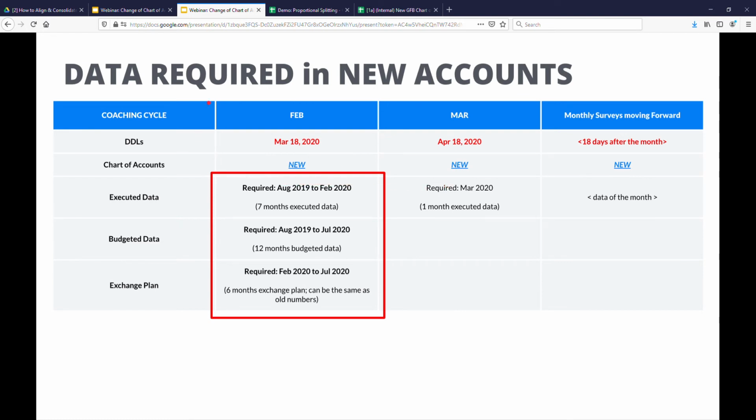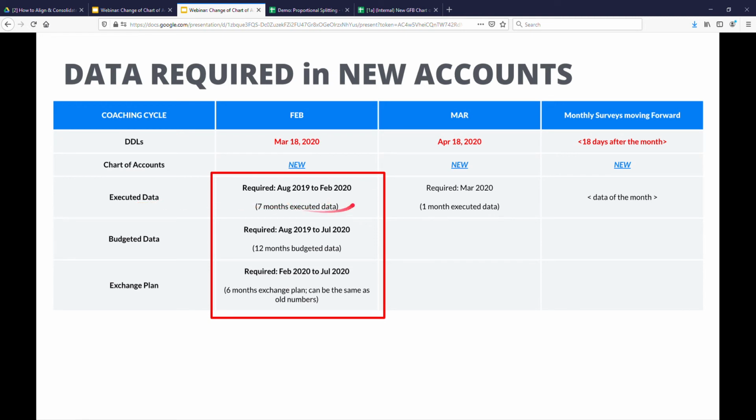So what is the data required in the new accounts? Imagine this is the coaching cycle, right? By the February and March, and then monthly surveys after March. So of course the deadline would be every 18 days after the month. Chart of accounts is new.